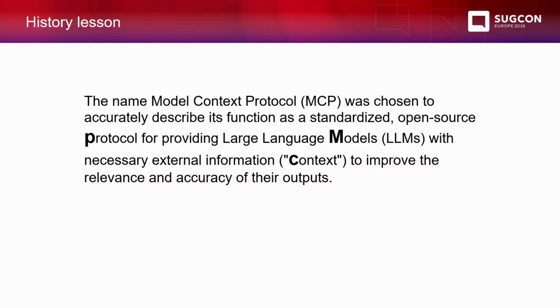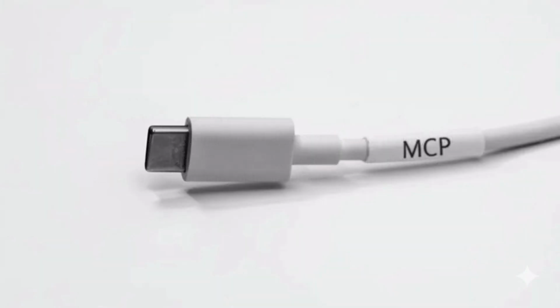And the name, Model Context Protocol, was to just try to accurately describe this. So a protocol, hence the P, for providing large language models, the M, with necessary external information, which is the context, the C, to improve the relevance and accuracy of their outputs. And I deliberately said MC protocol or MCP because I hate when you do that double work, call it MCP protocol, which is also used in a lot of other acronyms where you do that double wording. But anyways, that's my idiosyncrasy.